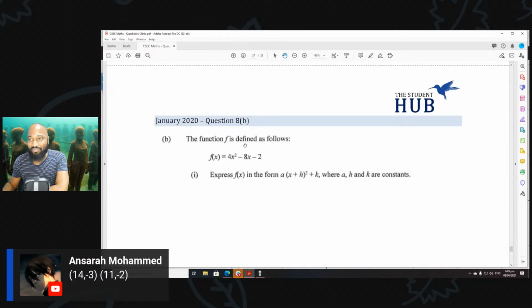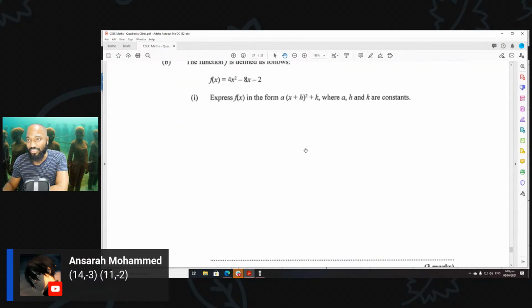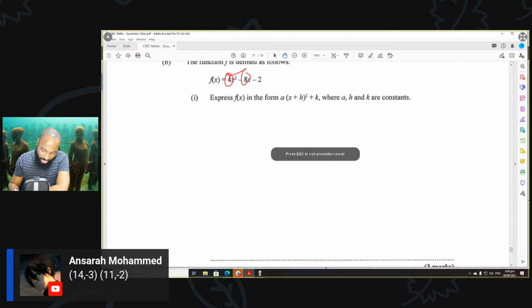The function f is defined as follows, express. So we need to complete the square here. Normally, when you see numbers like 4 and 8 and them kind of things, completing the square is simple.